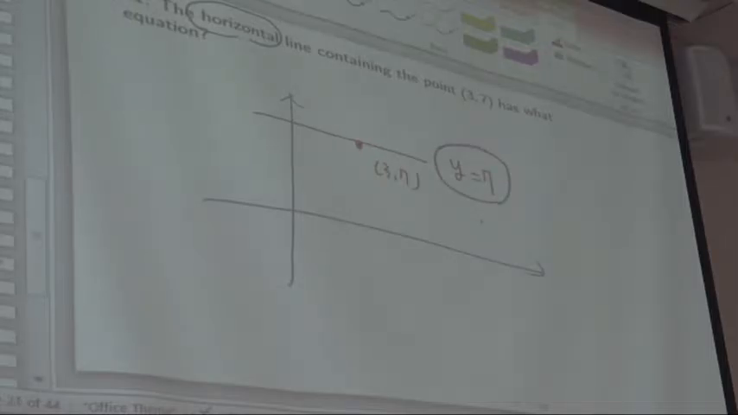And we are going to find the horizontal line. The horizontal line is 3, 7. Which is the same as the slope is 0, or the horizontal line, which is y equals 7. That's the horizontal line.